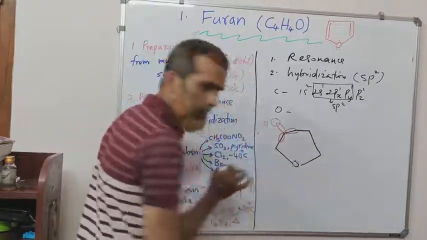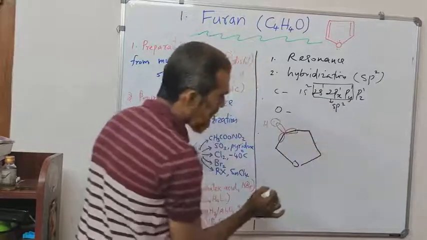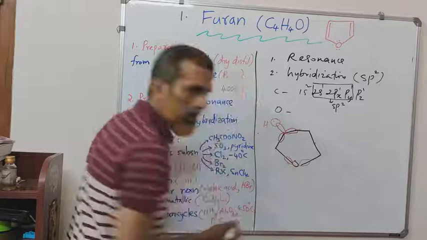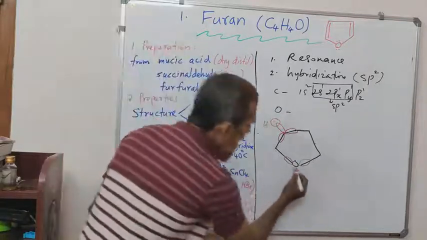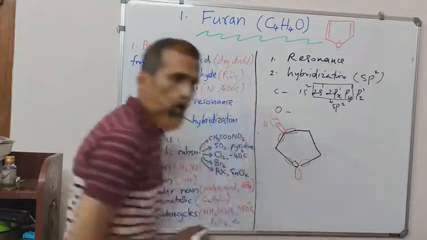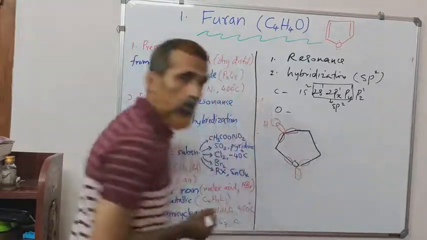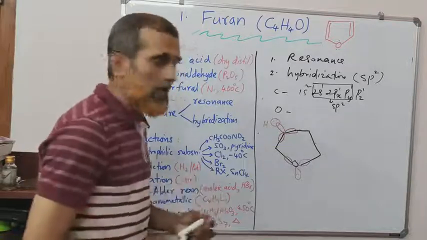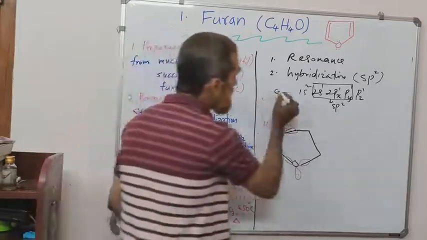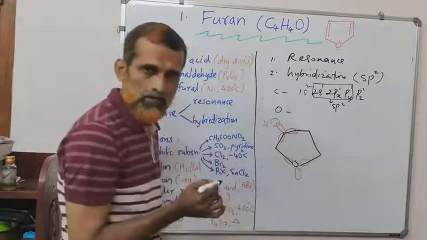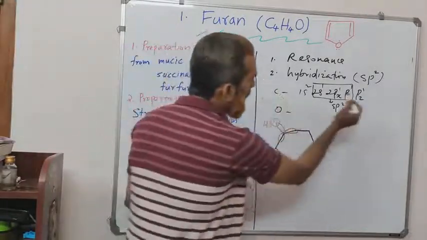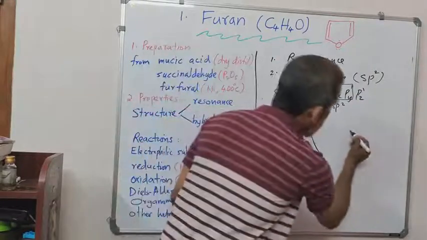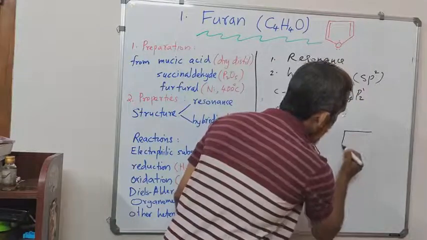Now what about oxygen? Oxygen also in sp2, I told you. So this is 1 sp2 hybrid orbital, this is another one containing 1 electron each, and the third sp2 hybrid orbital on oxygen has 2 electrons. That is 1 lone pair. Now the unhybridized orbitals on each atoms, carbon as well as oxygen, difference is in carbon there will be 1 electron in the unhybridized orbital.